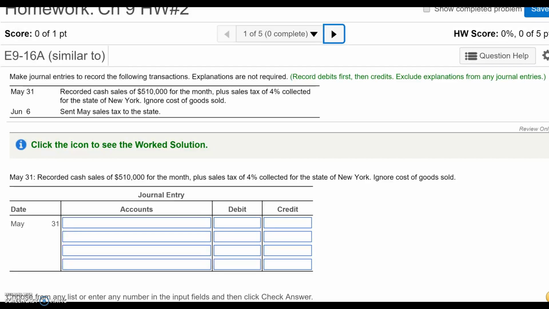Read this question. Let's read it together. We recorded cash sales of $510 for the month, and we collected sales tax of 4%. And we send the sales tax liability to the state in June. So let's record the cash sales plus the sales tax. Remember now, the company is an agent of the state. We gross up the sales for the amount of the sales tax, and then we remit it to the state. So take a minute, look over the question, come up with your entry, and I'll come back.